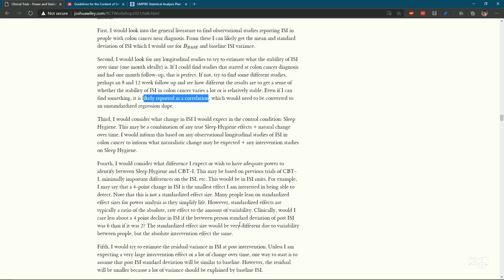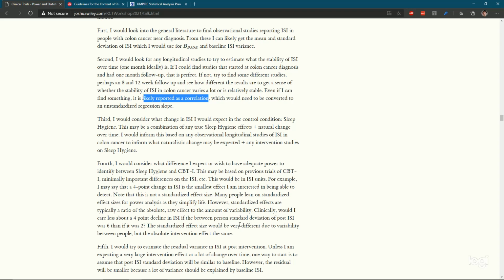Next, I need to consider what change in ISI I'd expect in the control condition, that is sleep hygiene. Right, that's going to give me my post-intervention intercept. So people start at 14, even without, in my control condition, say sleep hygiene, how much are they going to go down? I base this off of a couple of things, because this is going to be a combination of sleep hygiene effects, but also any naturalistic change that occurs over time.